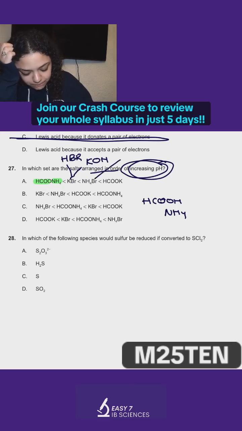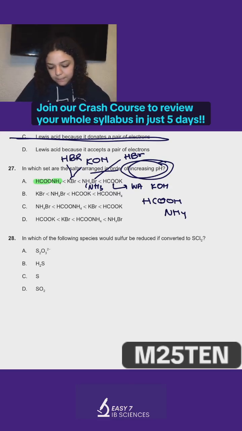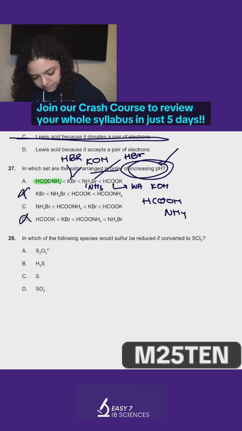Here I have a really strong acid, which is HBr, and a really weak base, which is NH3 or NH4. And here I have a weak acid, which is ethanoic acid, and potassium hydroxide. From that, you should be able to know that the weak acid and strong base is going to have the highest pH because the strong base overpowers. So I'm going to cross out B and D. Here we have HBr and potassium hydroxide. Then the lowest one is going to be the one where your acid is the strongest and your base is the weakest.